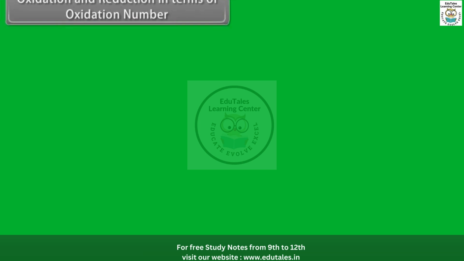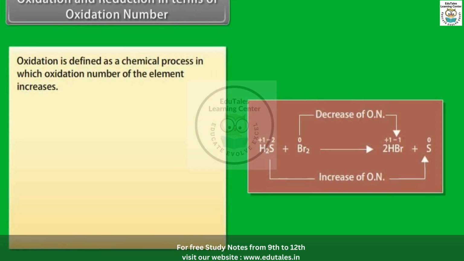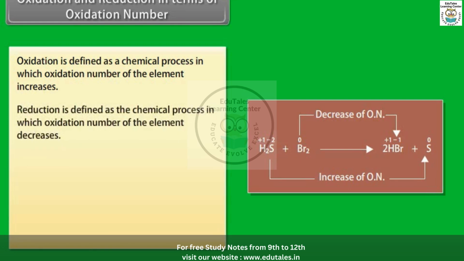Oxidation and reduction in terms of oxidation number. Oxidation is defined as a chemical process in which the oxidation number of an element increases. Reduction is defined as the chemical process in which the oxidation number of an element decreases.